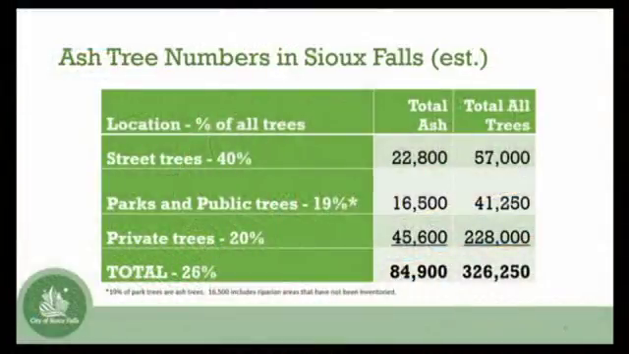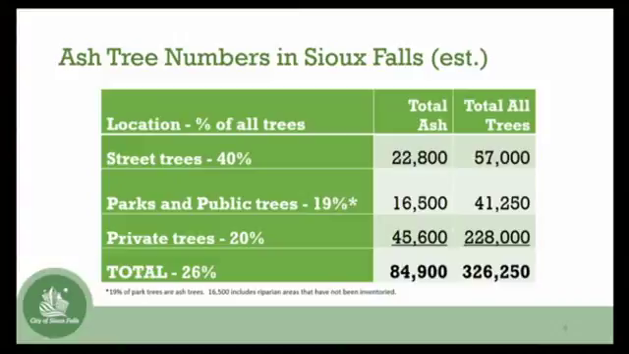I want to make sure that we understand how we've categorized the trees throughout town and the numbers that we're looking at, because in Sioux Falls we do have a lot of ash trees. Street trees, which would be trees in the public right-of-way, essentially between the sidewalk and the curb: about 40% of all of our street trees are ash trees, or about 22,800 of them. Parks and public trees, there's about 16,500. That includes the riparian areas along the river and also natural areas where we've got native stands of ash trees.